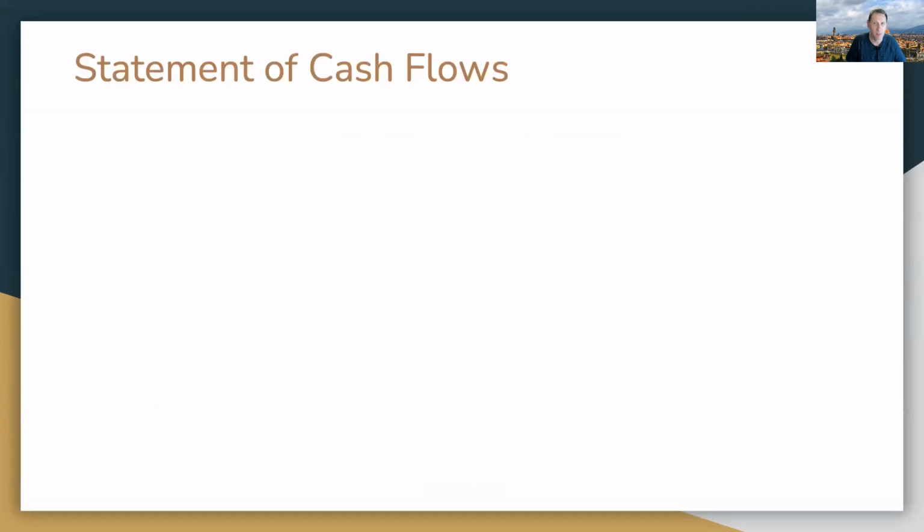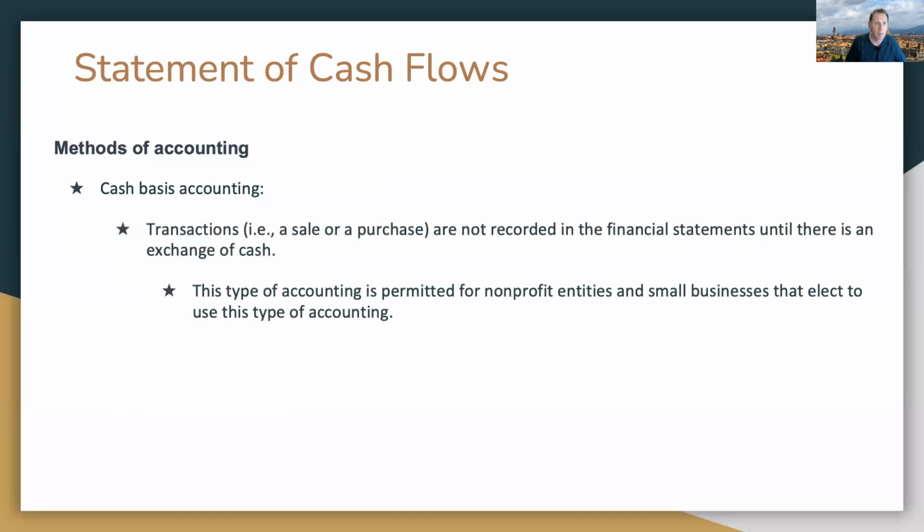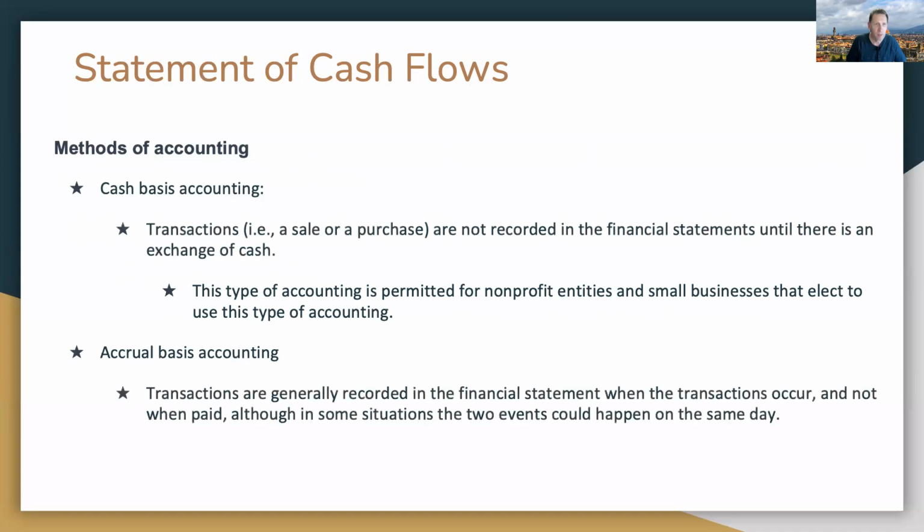Now, continuing on with the statement of cash flows, there are methods of accounting. There is cash basis accounting. These are transactions, for example, a sale or purchase, that are not recorded in the financial statements until there is an exchange of cash. This type of accounting is permitted for nonprofit entities, and small businesses that elect to use this type of accounting. Then there is accrual-based accounting. This is when transactions are generally recorded in the financial statement when the transactions occur and not when paid, although in some situations, the two events could happen on the same day.